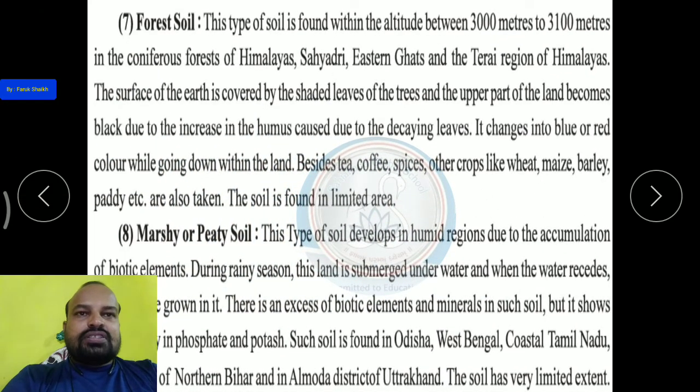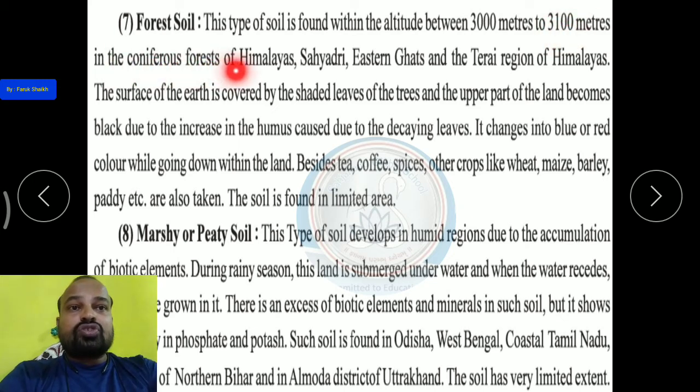Now number seven is the forest soil. The soil which is found in the forest is known as forest soil. Very simple. This type of soil is found at an altitude between 3000 meters and 3100 meters in the coniferous forests of the Himalaya. So in the Himalaya, the height of this soil is more than the mountain soil.